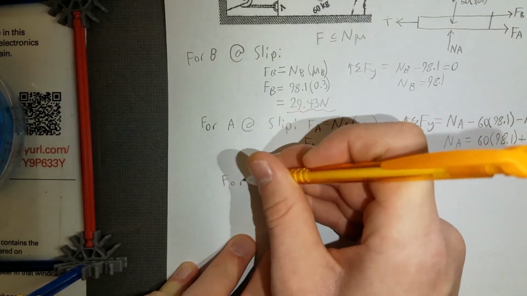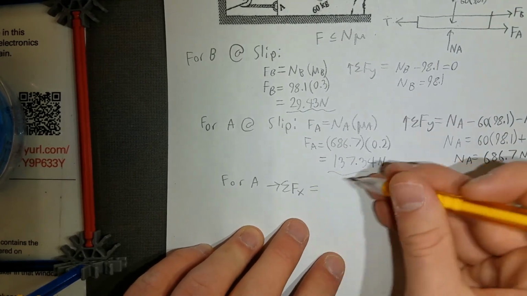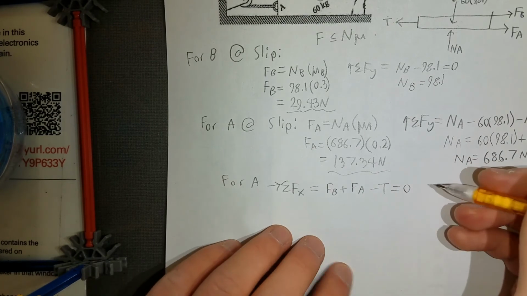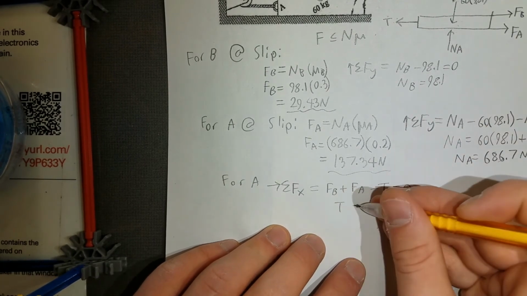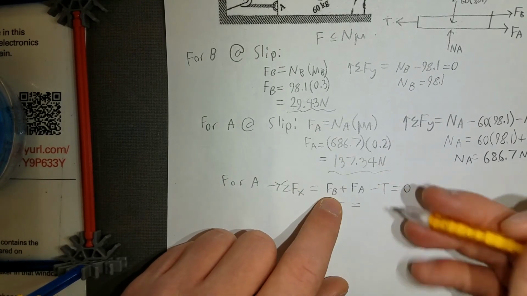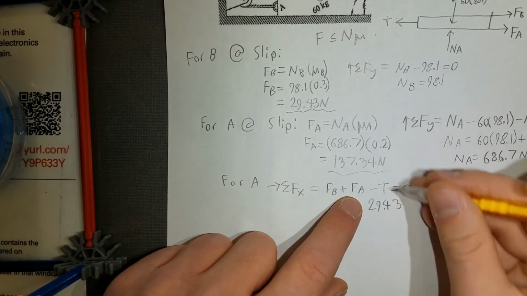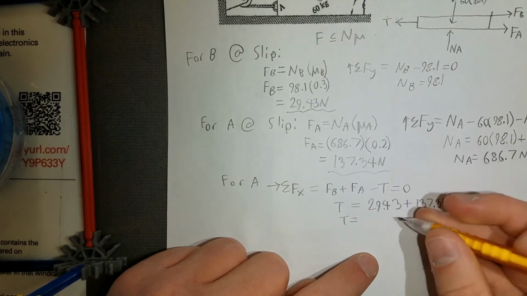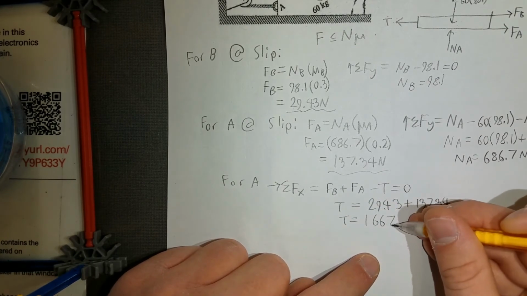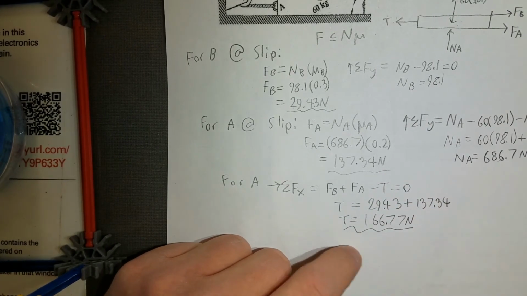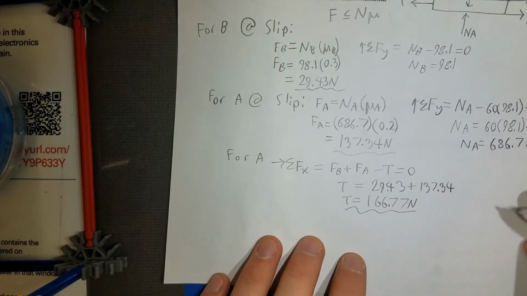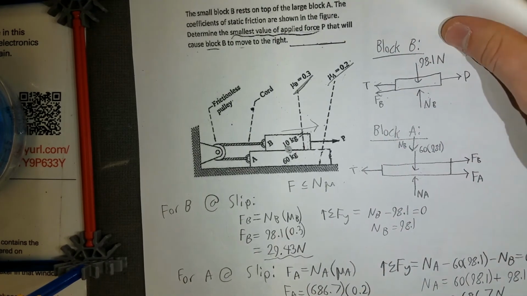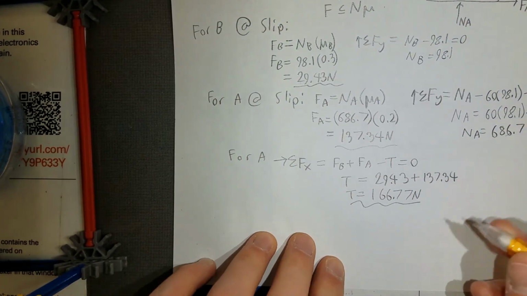This is again for A. So the sum of the forces in the X, we're going to have FB plus FA minus T equal to 0. So we're essentially going to have T equal to FB, which is 29.43, plus FA, which is 137.34, which makes T equal to 166.77 newtons. And then last but not least, finally we can do the sum of the forces in the X on block B, because we know both of these unknowns down here, the tension and the force of friction in B.